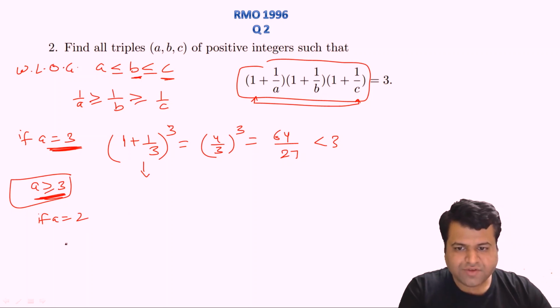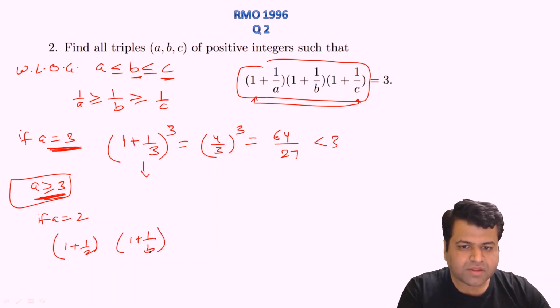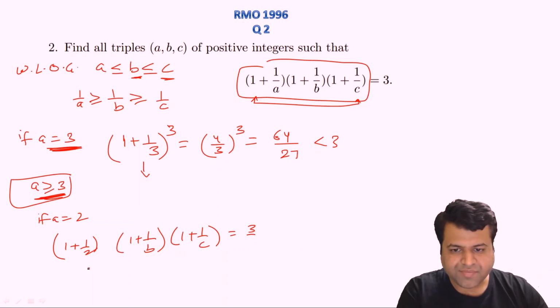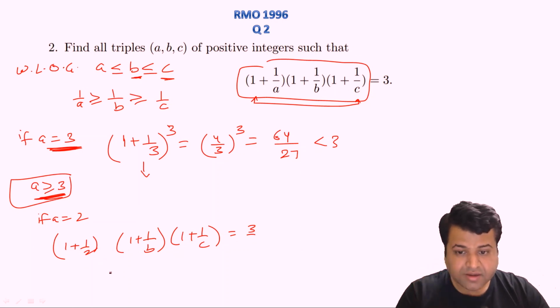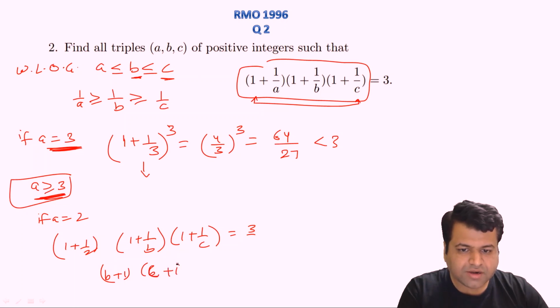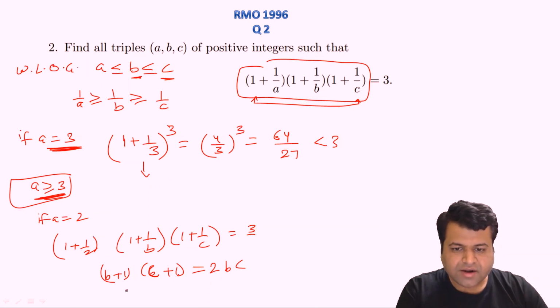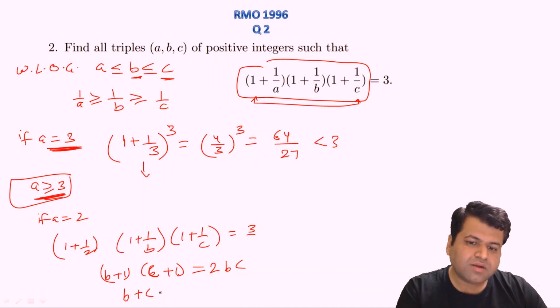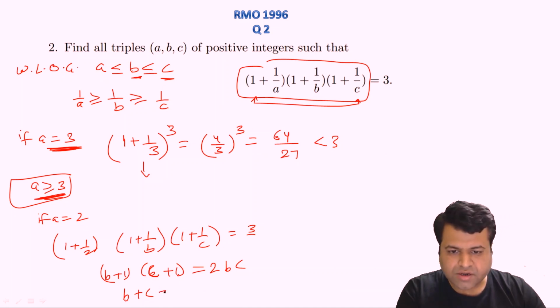Let's assume A is equal to 2, okay? So what will we achieve? We will achieve (1 plus half) into (1 plus 1 by B) into (1 plus 1 by C), that will be equal to 3, right? So let's solve this. We will get (B plus 1) into (C plus 1) that will be twice of B into C, and here we will get B plus C plus 1 minus B times C, that will be equal to 0.